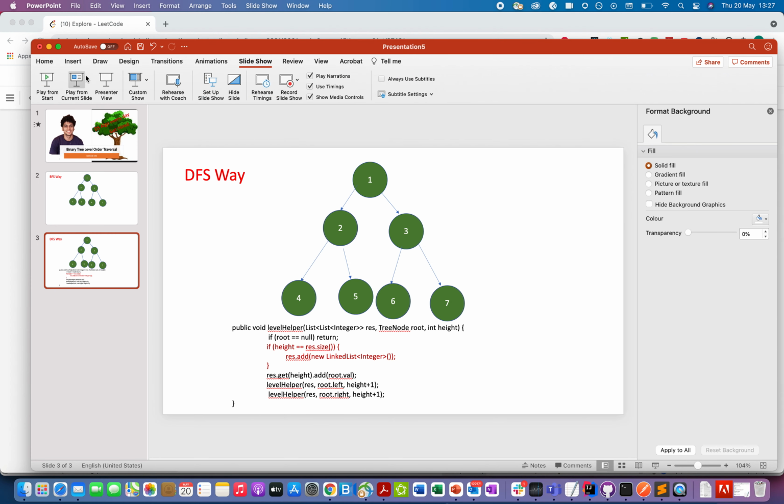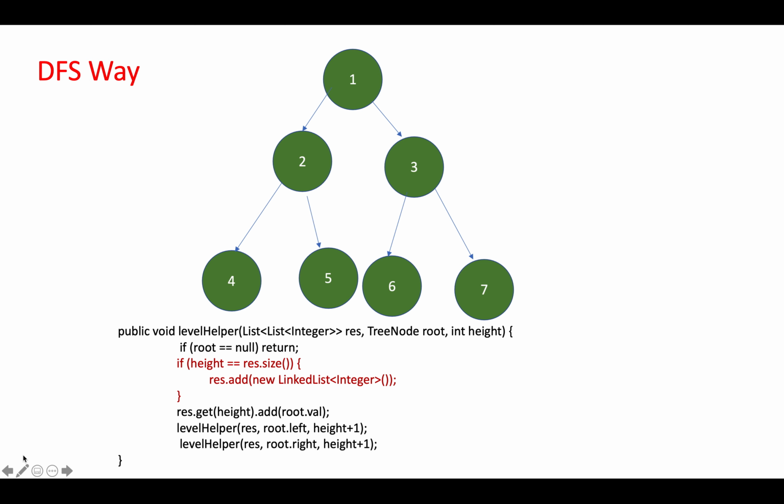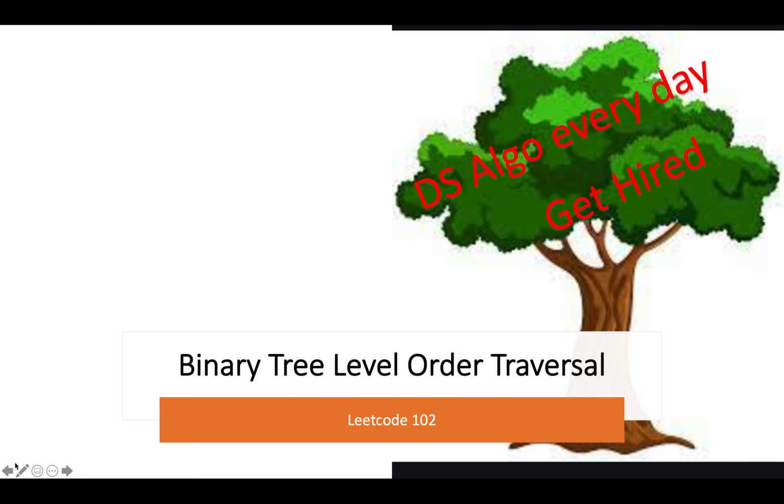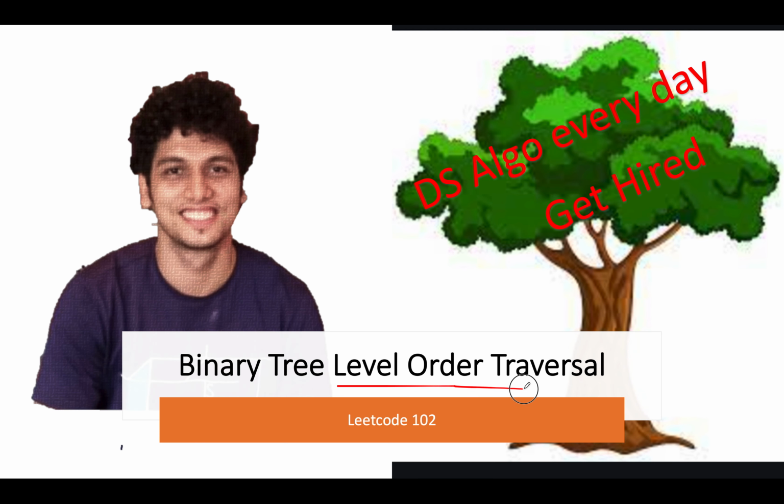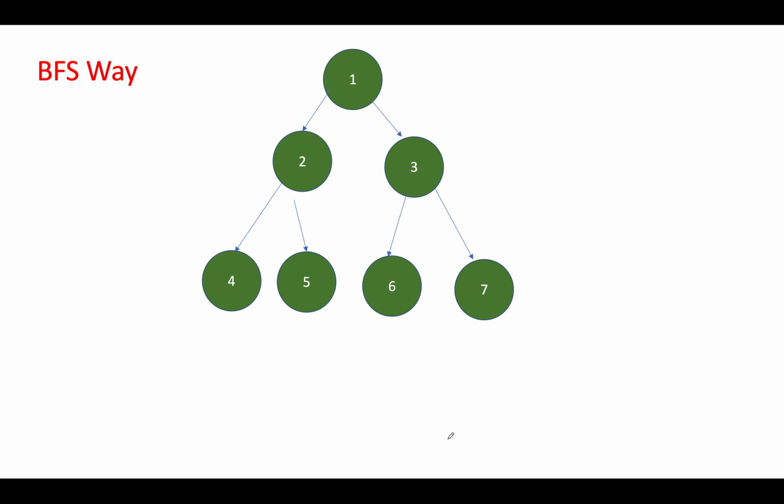Let's get started. Let me start the slideshow and take a pen here. So, binary tree level order traversal, LeetCode 102. Let's talk about the regular way first, the BFS way, and then we'll move on to the DFS way.